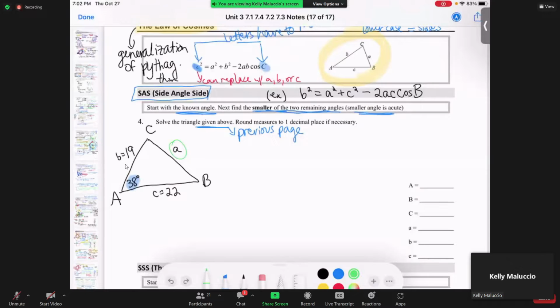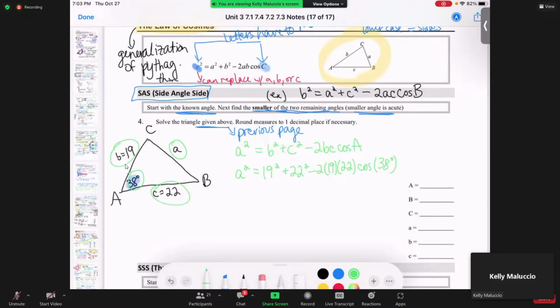So let's try to find little a. That would be a squared equals b squared plus c squared minus 2bc cosine of big A. Right? So let's do this. I'm going to get a squared, and I know b and I know c and I know A. So I think this is the way to go. So we've got 19 squared plus 22 squared minus 2 times 19 times 22 times cosine of 38 degrees. And you can just put all of that in your calculator.